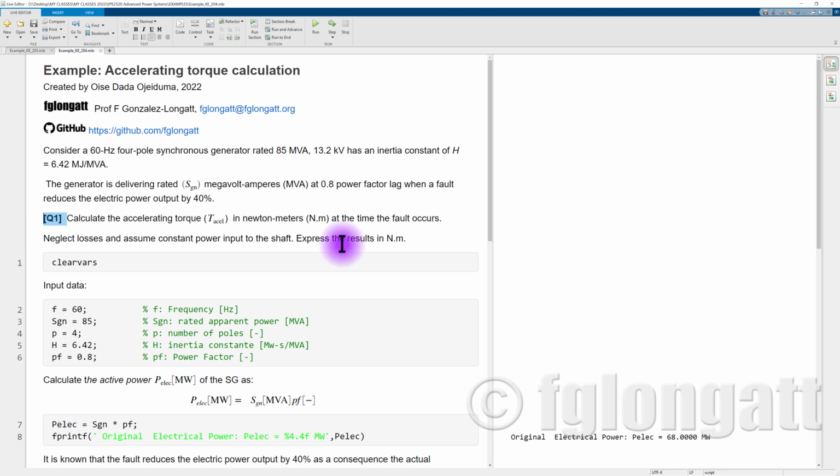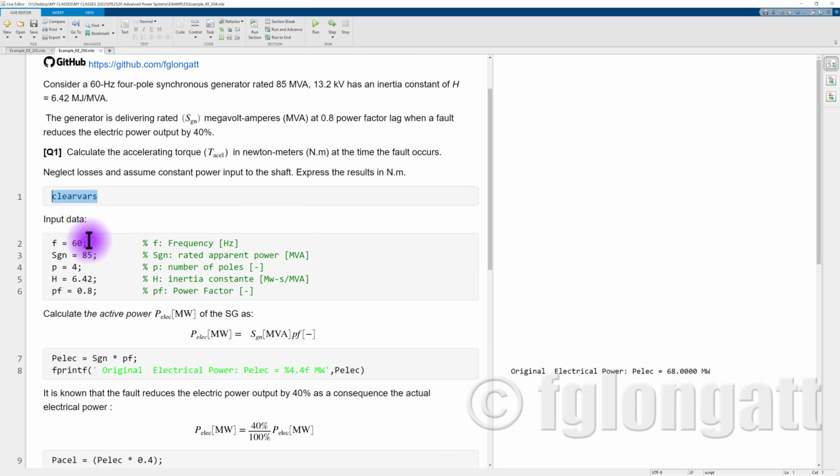Well, we are using this amazing MATLAB live script. First step, we clear all the variables. Then we define some parameters here, the input data: frequency 60 Hz, rated apparent power 85 MVA, 4 poles, rotational inertia 6.42 megawatt second per MVA or megajoules per MVA, and the operating power factor here is 0.8, and it is a lagging power factor.